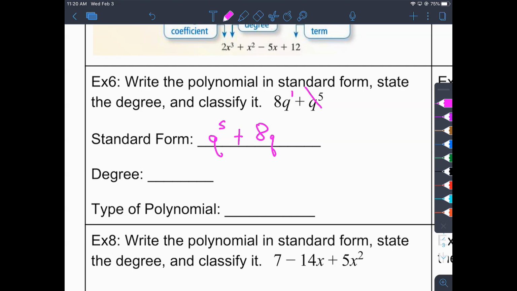But what's the overall degree? Well, remember, we said that the overall degree has to be whatever the highest term's degree is. And this is the highest term, or the first term when it's written in order. The first term, and its degree power is a 5. So its degree is a 5. Now, what type of polynomial is this? Well, it has only 2 terms. So we would call this a binomial.